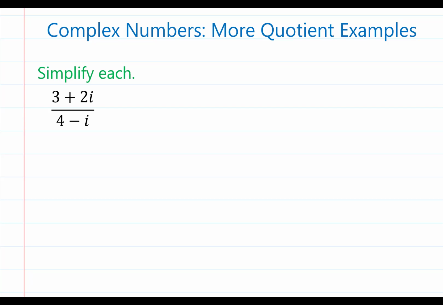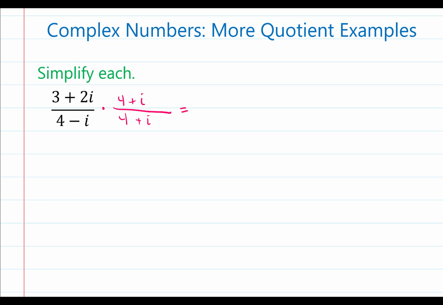When we divide by a complex number that has both the real and imaginary part, what we need to do is multiply by the conjugate of that denominator. So the conjugate of 4 minus i will be positive 4, so the real part remains the same, plus i, so the imaginary part is its opposite. Now, anytime we multiply something to the denominator, we must also multiply that same exact expression to the numerator.